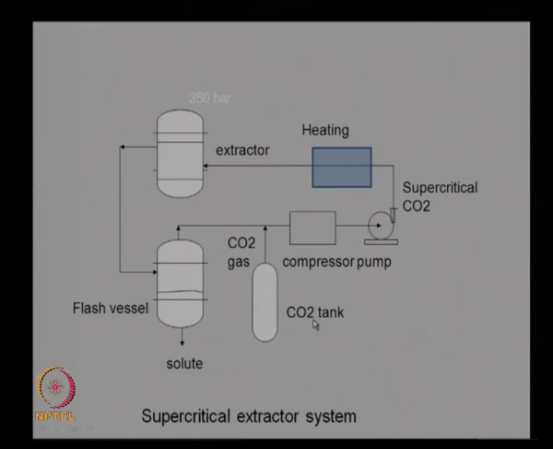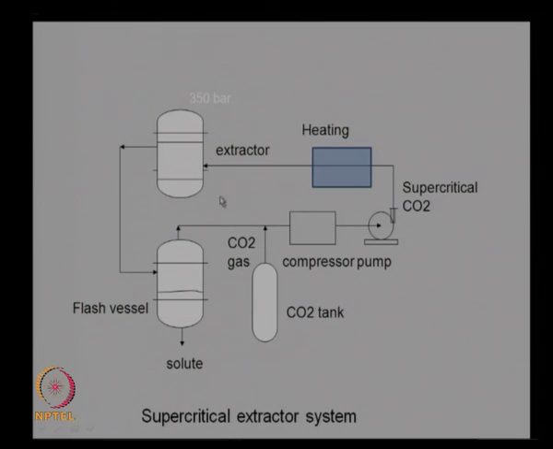This is a typical schematic diagram of a supercritical extractor system. We may have a CO2 tank, a series of large cylinders containing CO2, then you have a compressor. I compress the CO2, so initially you have CO2, and it becomes a supercritical fluid after compression. Then it is pumped, and depending upon the type of extraction operation being carried out, you may heat or you might not heat.